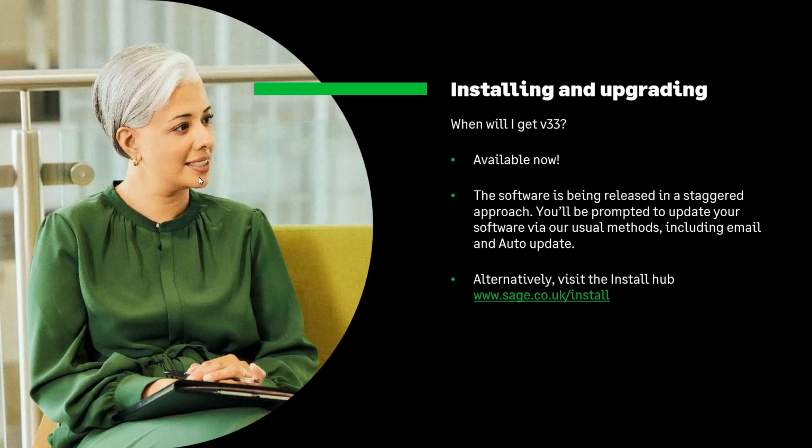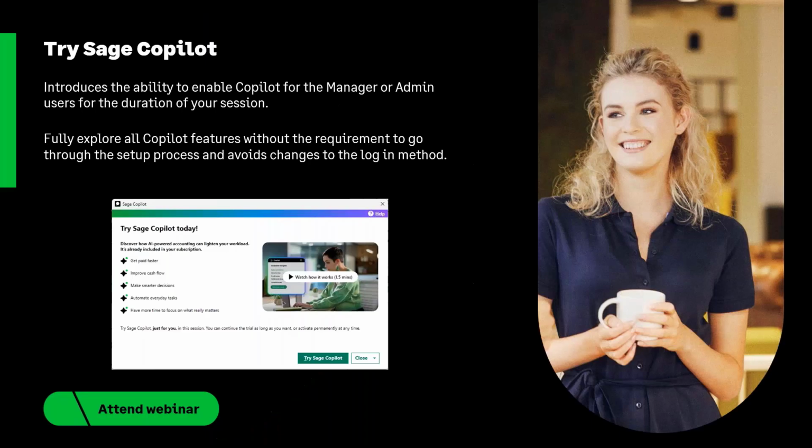Right, let's move on to some of the enhancements then. So the first thing to quickly mention is Copilot, and specifically Try Sage Copilot. Sage Copilot was released on version 31.1, so general release that is. So it's been around for a little while now. Obviously, we're up to version 33.